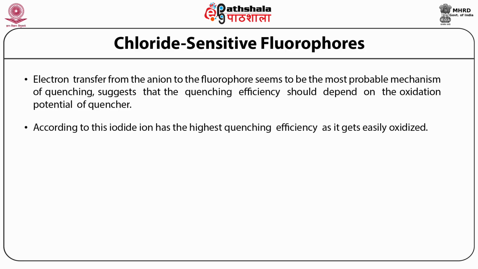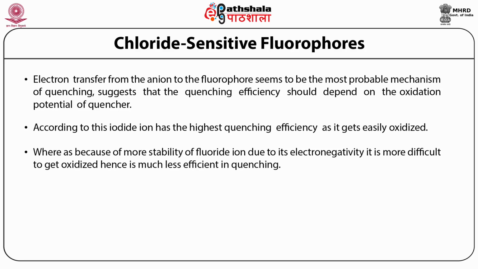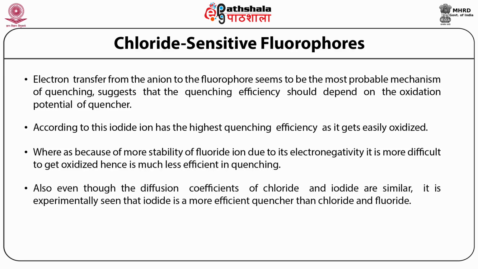Accordingly, the iodide has the highest quenching efficiency as it gets easily oxidized compared to the other halogens. When compared for stability, the fluorides are more stable than iodides because of their high electronegativity. It is difficult to get them oxidized, hence there is much less efficiency in quenching. Also, even though the diffusion coefficients of chloride and iodide are similar, it has been observed experimentally that iodide is more efficient in quenching than chloride and fluoride. It is believed that iodide is a stronger quencher than chloride.